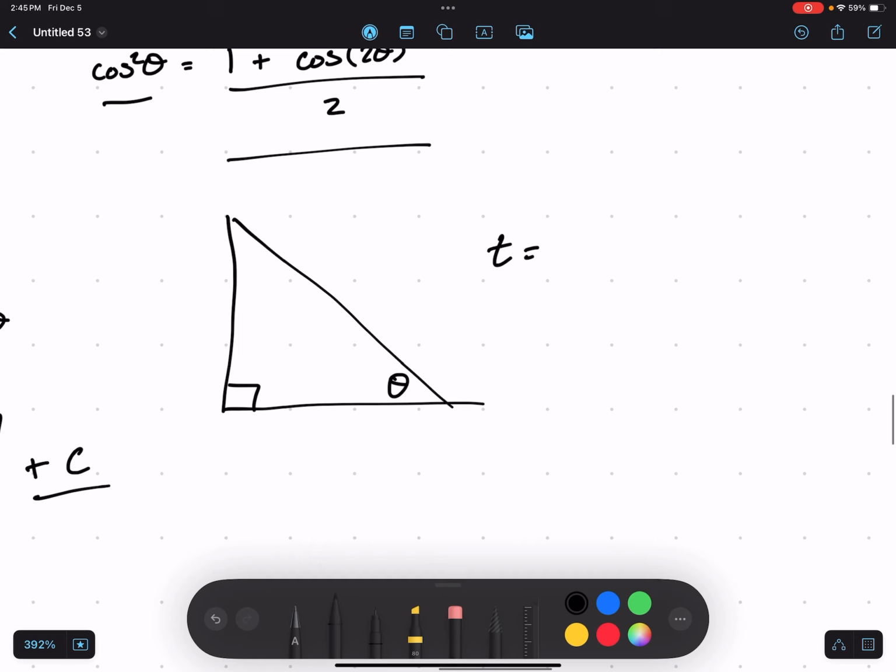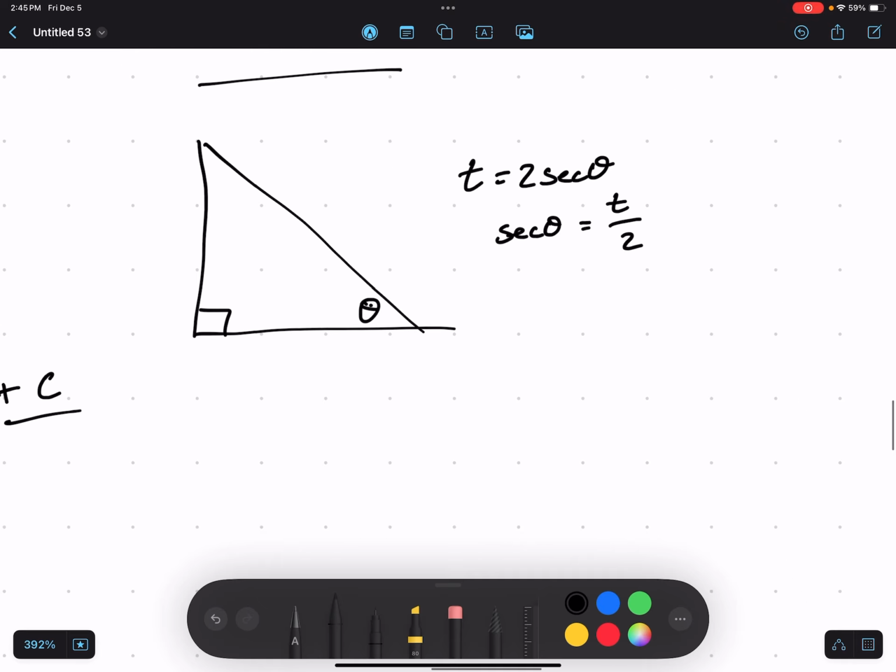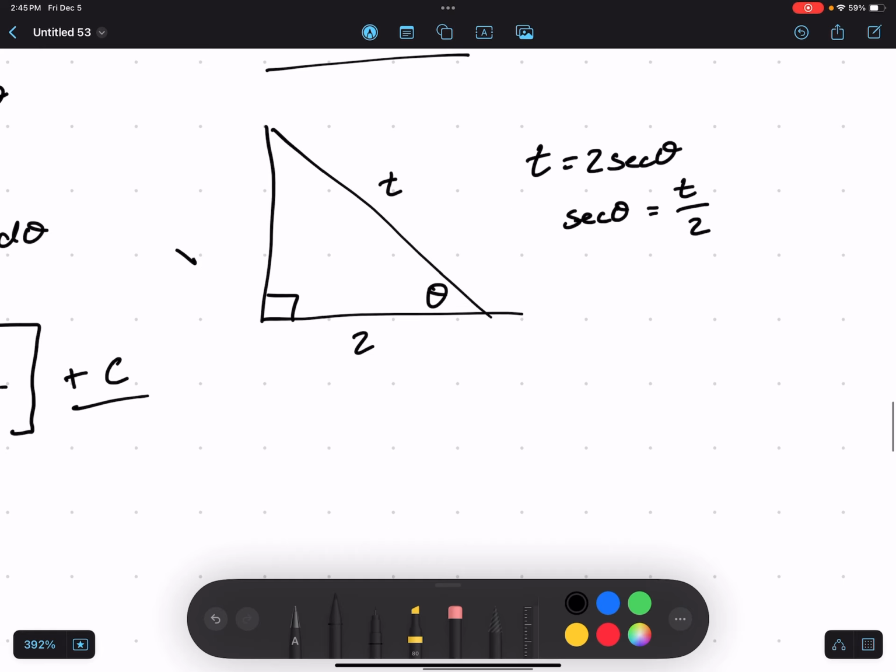So we can say t equals 2 secant theta. And from here, we can find that secant theta equals t over 2. And cosine is here to here, whereas secant is the inverse of that. It will be this over that. It will be hypotenuse over adjacent. Now, to find this, we just have to apply Pythagorean's theorem.